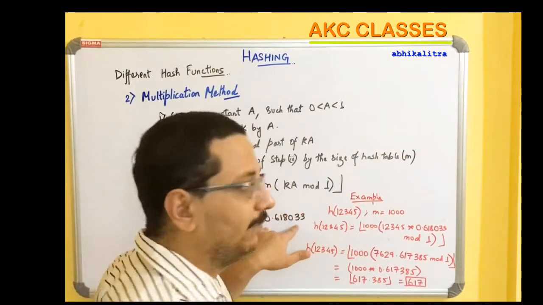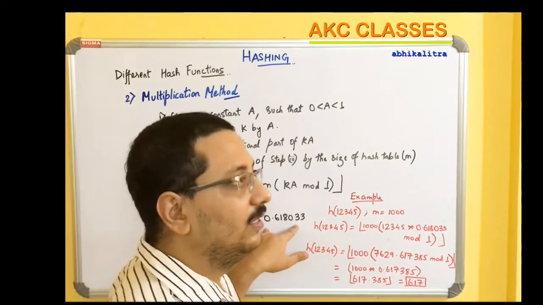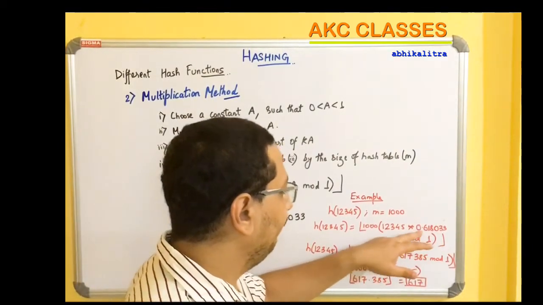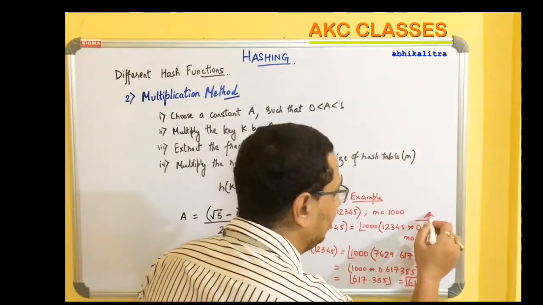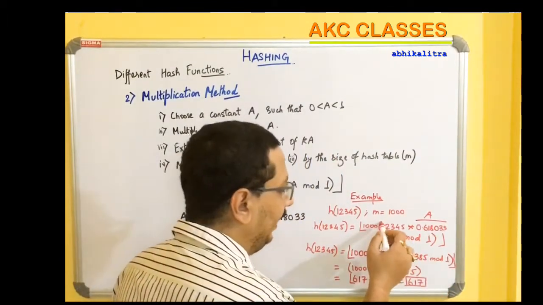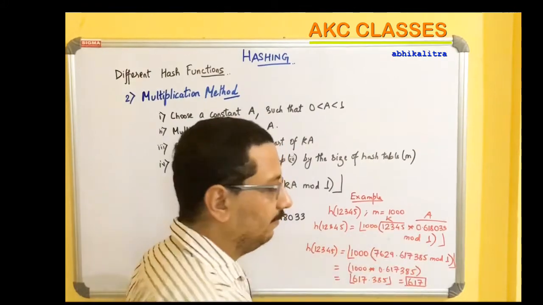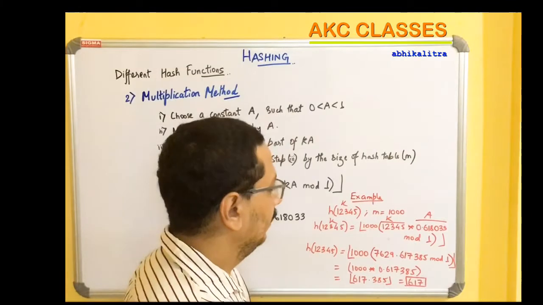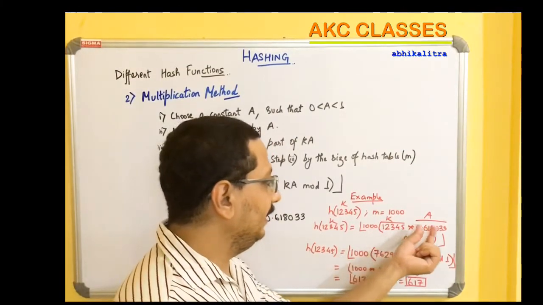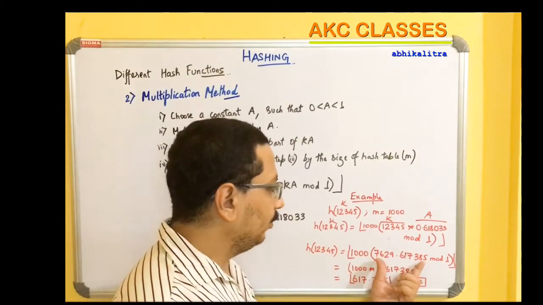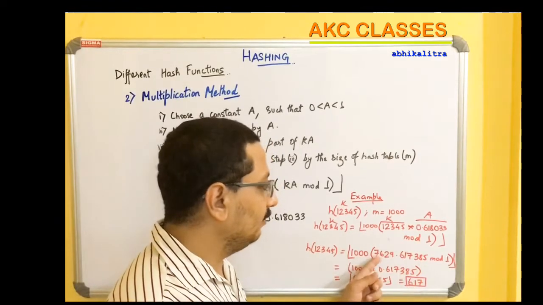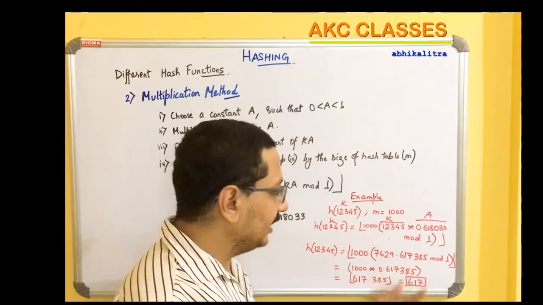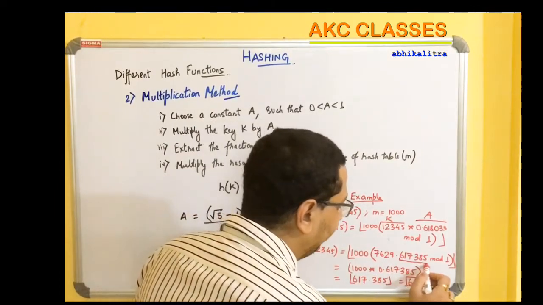I have used the value suggested by Knuth, and I have multiplied this a with the value k. After we multiply these two, we obtain a product of 7,629.617385. Now we have to obtain the fractional part, which is this part.